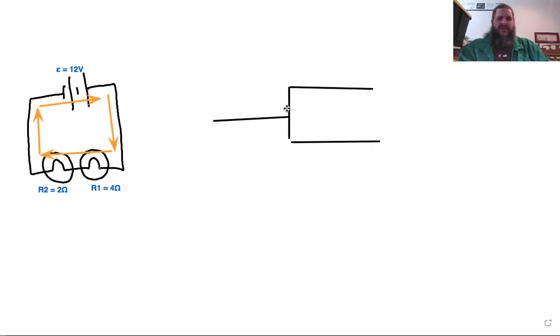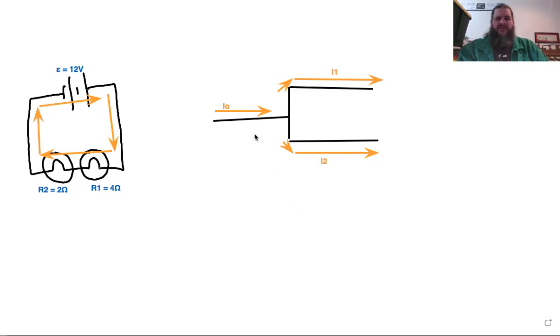But even in that case, the junction rule or the continuity principle still applies. If we have currents like this, what would you expect to be true about these three currents? Let's say we call these I0, I1, and I2. I0 equals I1 plus I2.